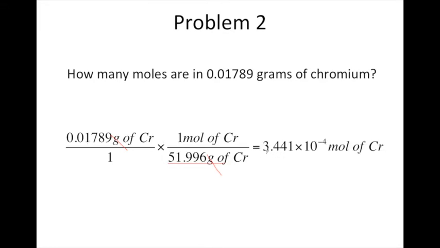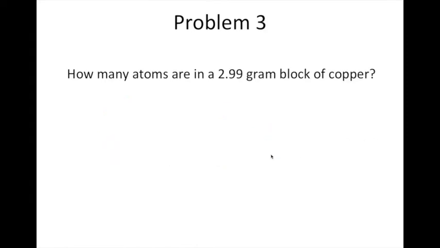Again, to 4 sig figs in this case. 3.441 times 10 to the minus 4 moles of chromium. So these two numbers are equivalent. If we have this mass of chromium, this is how many moles we have. Okay, let's try a couple more. Pause the video and give this one a try.